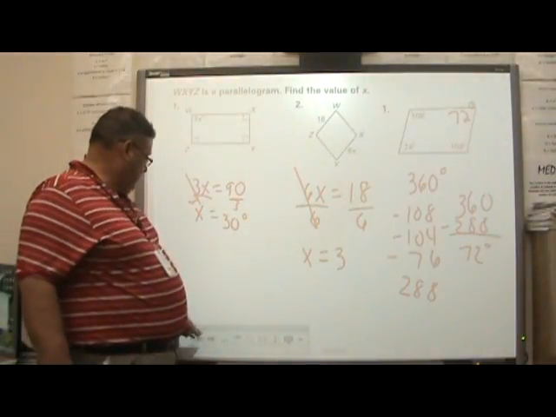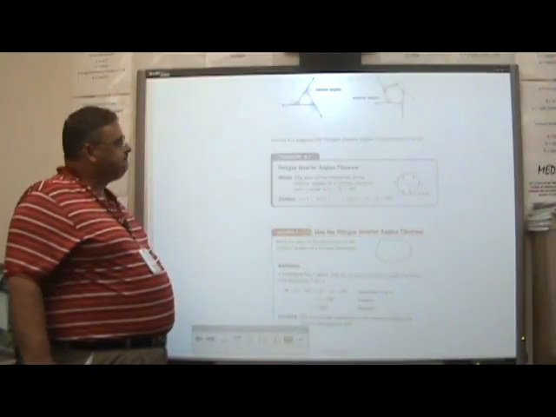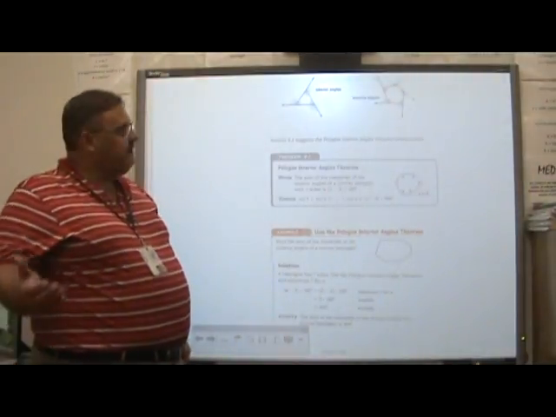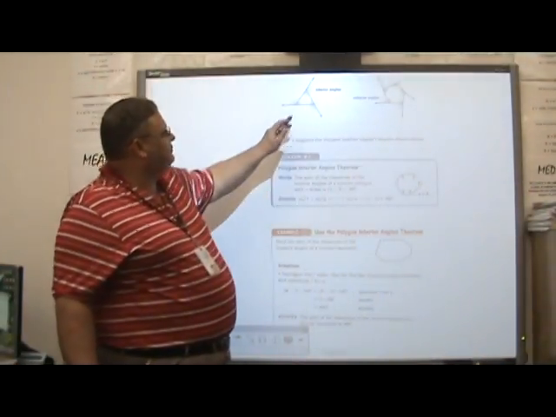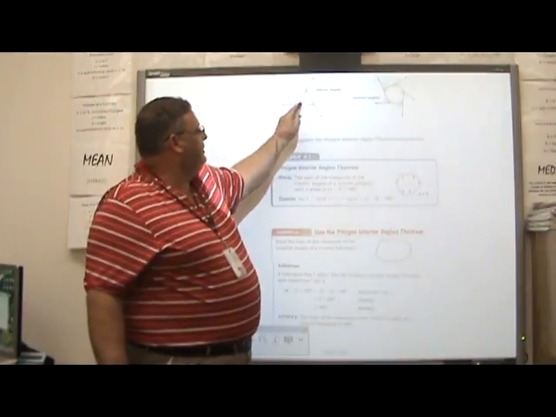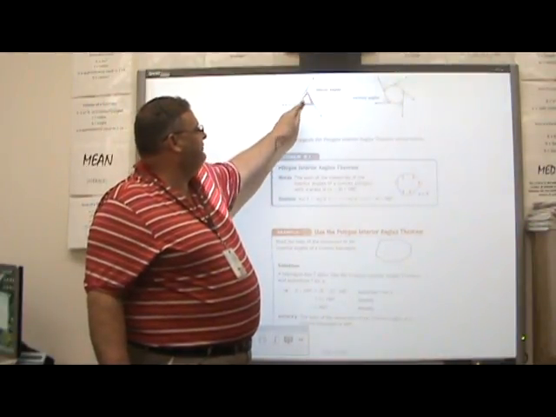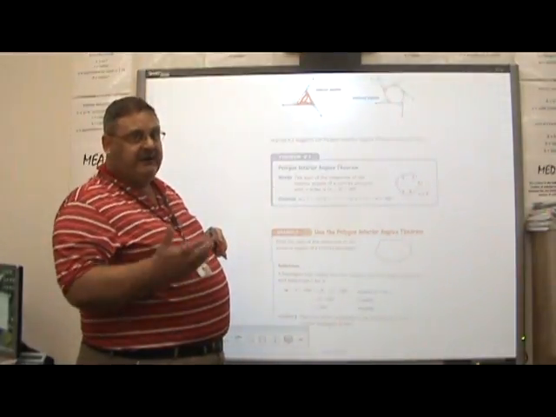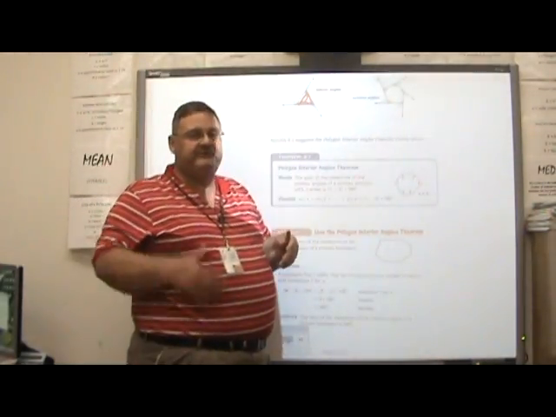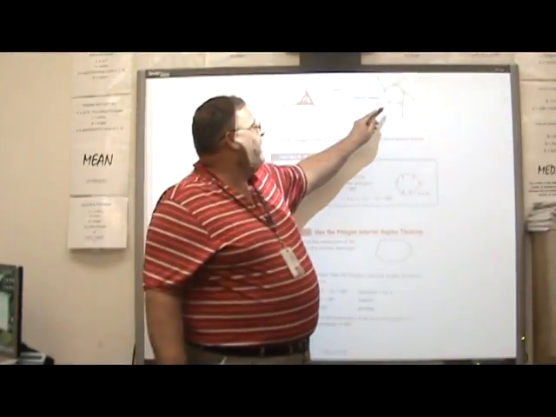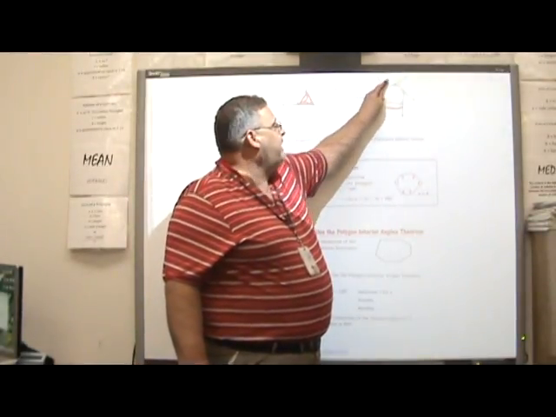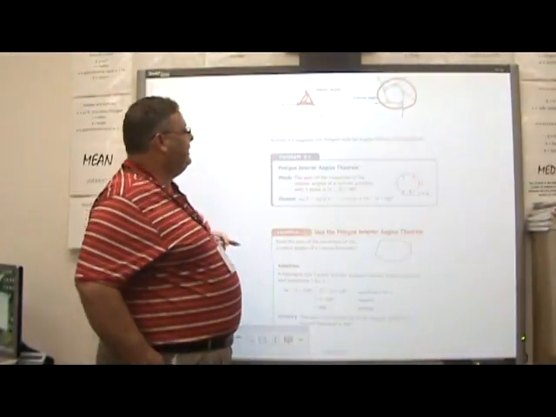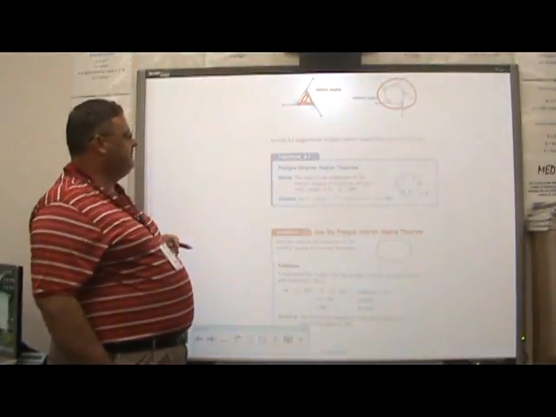Okay? And that leads me into this. Just a quick example. The red interior means you're on the inside of a polygon. So interior angles would be the measures on the inside of any polygon, whether it's 3-sided, 4-sided, 5-sided. Exterior angles are on the outside. Exterior angles are the blue ones on the outside.